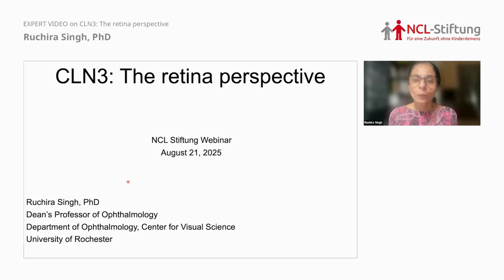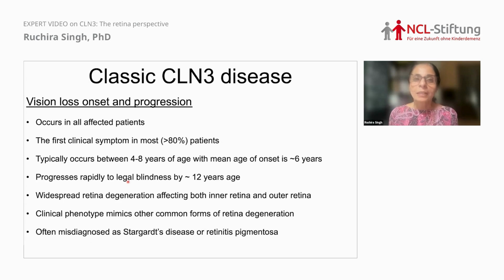Today, I'm going to be talking about vision loss in CLN3 disease and providing more information about the current knowledge on the retina disease phenotype, as well as the utility of organoid models to study the retina disease pathology in CLN3 disease. So let's get started. The first thing I'm going to talk about is the vision loss phenotype and what is known about it in classic CLN3 disease.